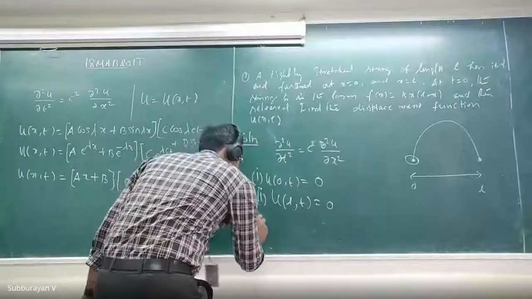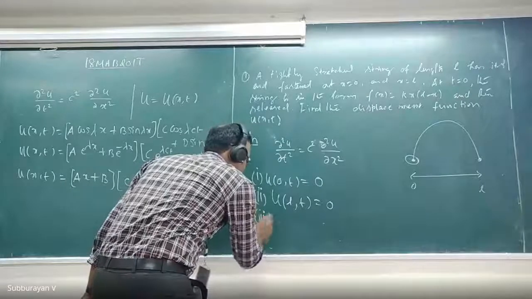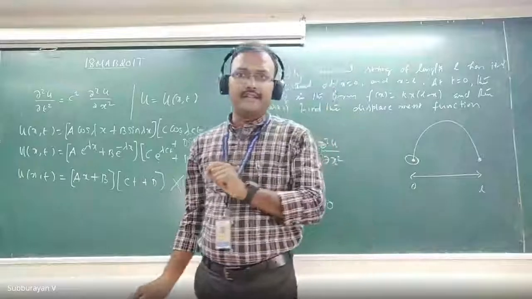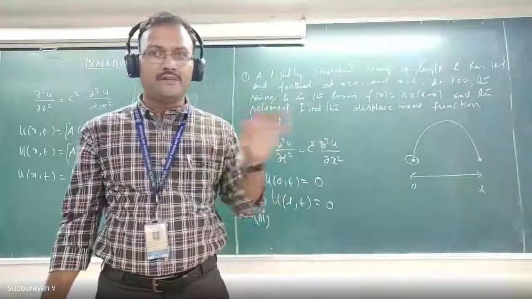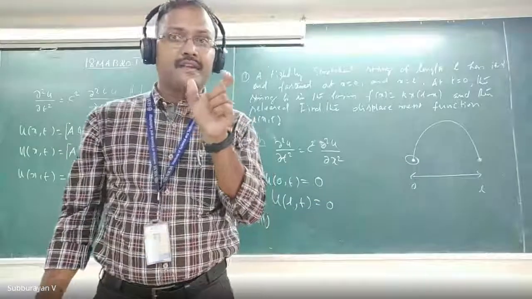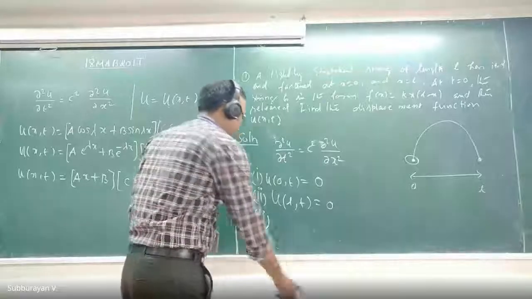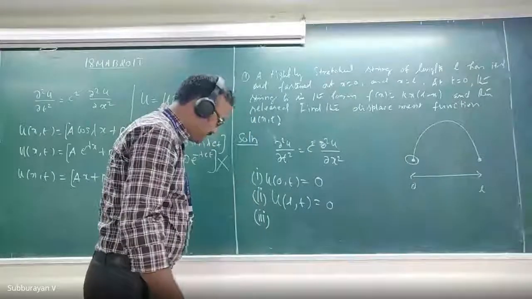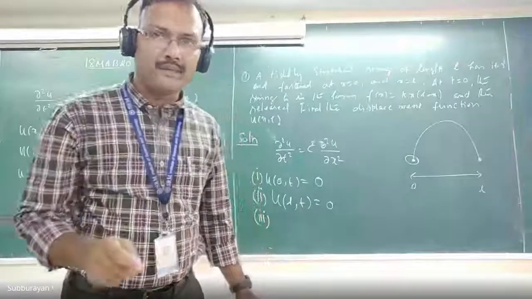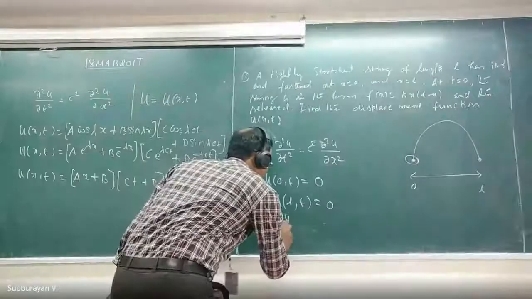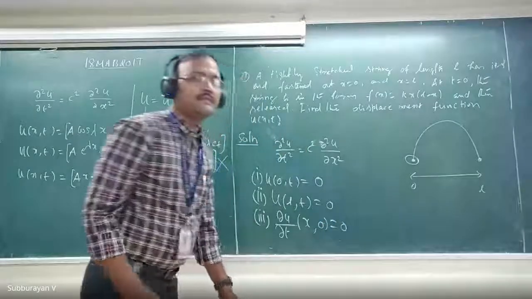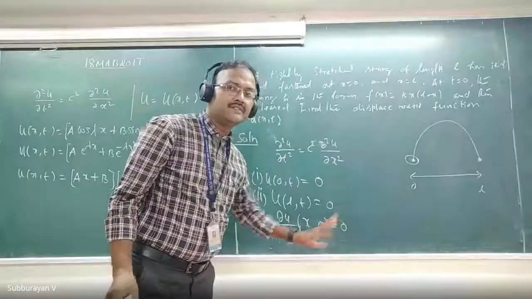And the third condition is: initially the string is at rest. Rest means there is no velocity applied on the string. Rest means velocity is 0. What is the definition of velocity? If u is a displacement function, then the velocity is ∂u/∂t. Therefore, ∂u/∂t of (x, 0) is equal to 0.